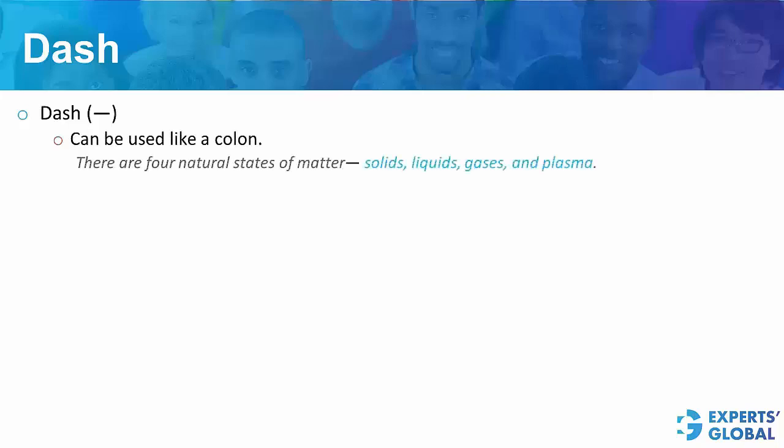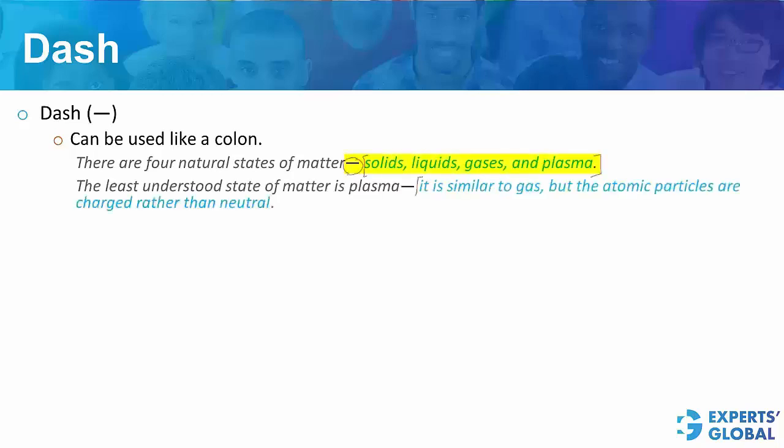A dash can, first of all, be very well used like a colon. So the first use of dash is that it can be used to introduce a list. Look at this example. There are 4 natural states of matter, and then the list follows. The second usage is to introduce an explanation or definition. Once again, a colon could have very well worked here. And third usage, to introduce an answer or solution. Once again, dash works here. A colon could have very well worked here.